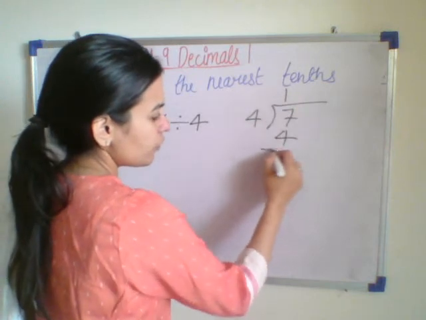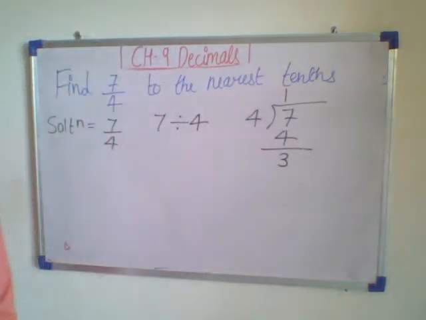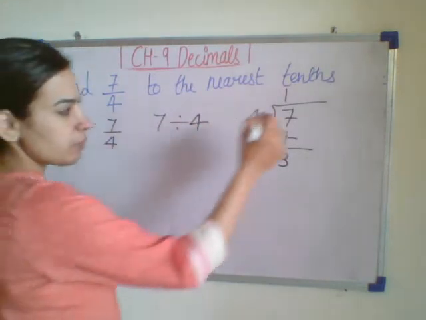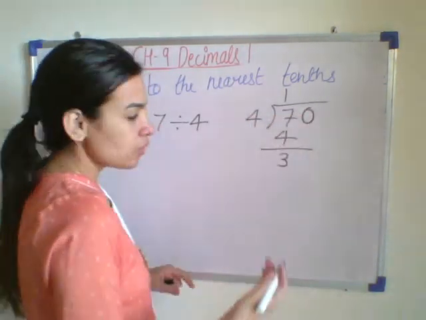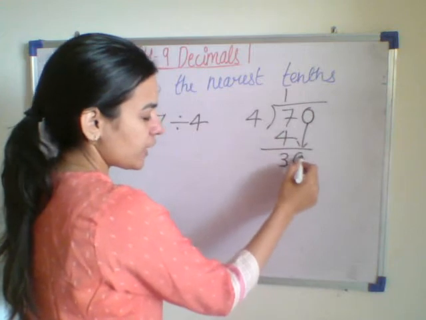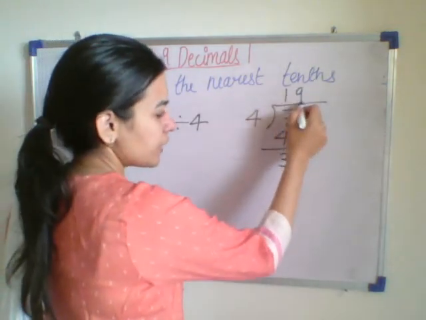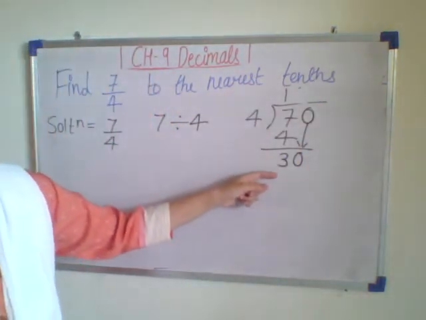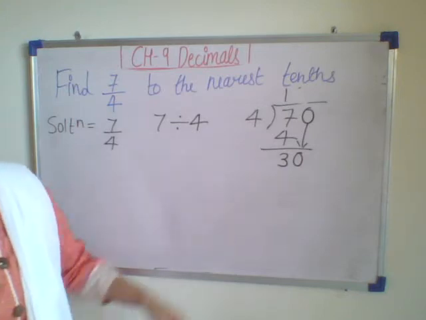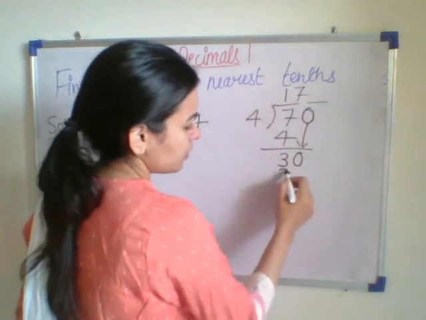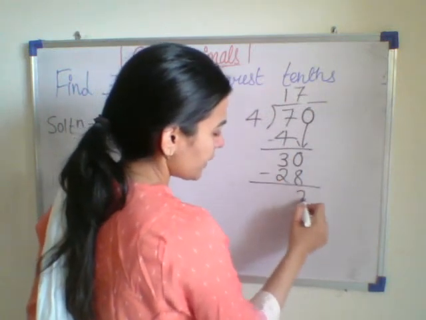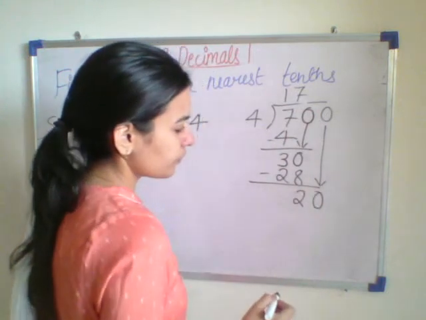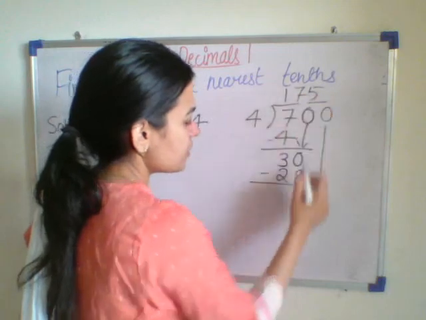4 ones are 4. 3. Now, as 3 is smaller than 4, what we'll be doing? We'll be putting a 0. We can put as many 0s as we need. So here it comes 0. Now 4 9s are 36. So 36 is greater than 30. So we'll be taking 4 7s are 28. Subtract this, we'll be getting 2. We can put one more 0 here. The 0 will be carrying down. Now 4 5s are 20.